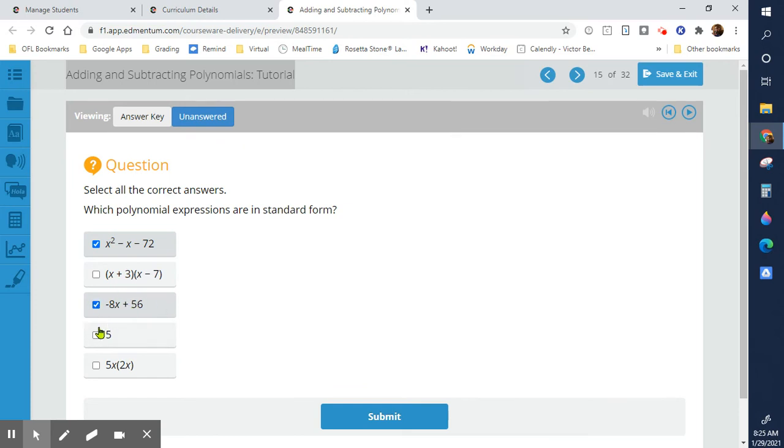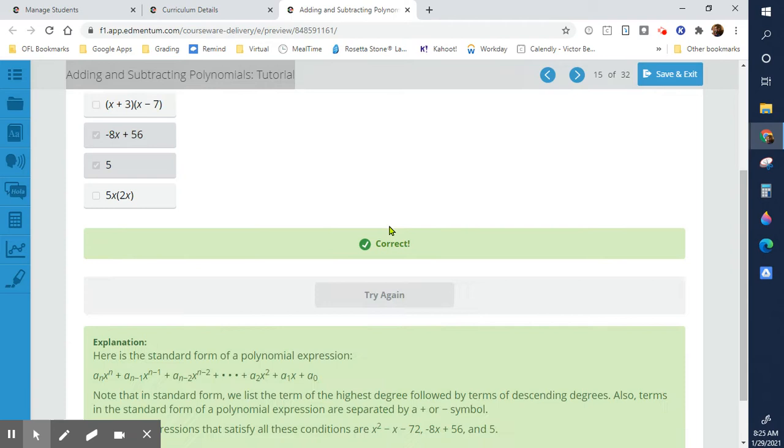This is standard form, highest power on the left. This is standard form because it's just a constant. This is not standard form because these x's will end up being 10x squared, so it's not written in standard form. So there you go for those.